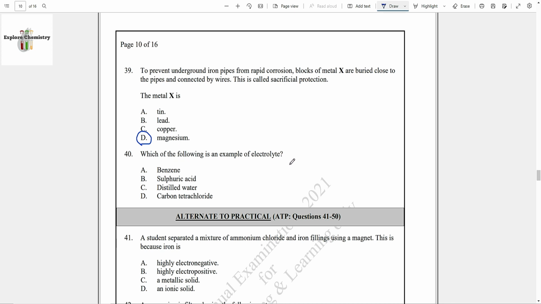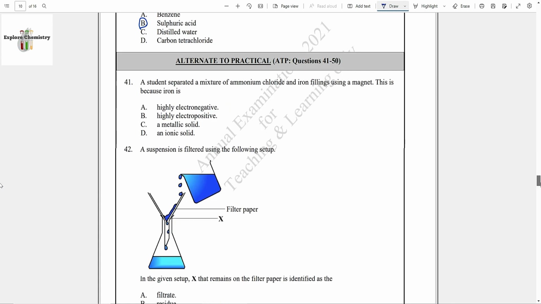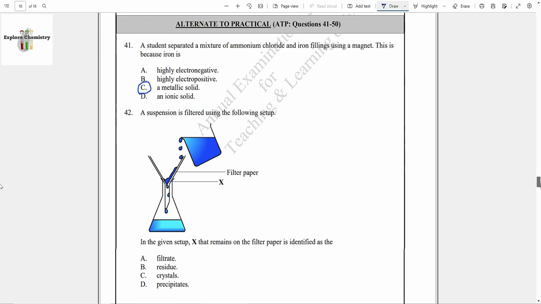Number 40. Which of the following is an example of an electrolyte? A strong acid is a strong electrolyte. Sulfuric acid is the answer. Now from here the ATP questions are starting. Number 41. A student separated a mixture of ammonium chloride and iron filings using a magnet. This is because iron is a metallic solid. Therefore, we can separate iron by using a magnet.